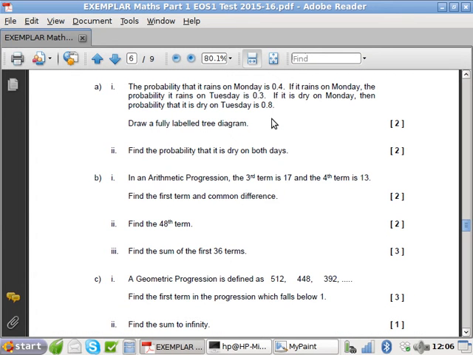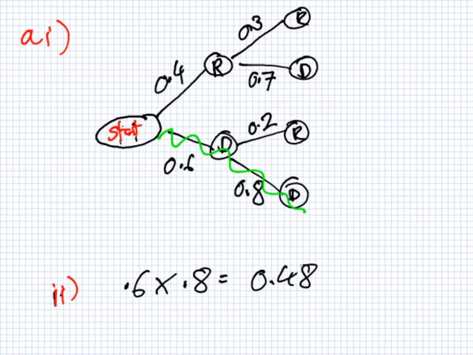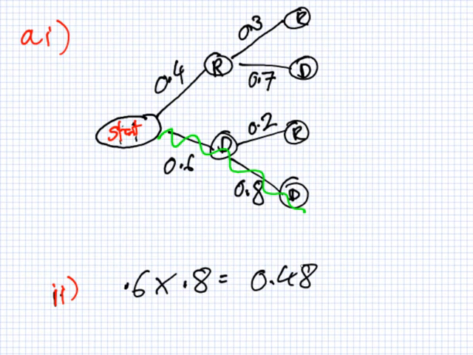What is the probability that it is dry on both days? Oh, that's really uninteresting. Dry on Monday and Tuesday is this path. So that's 0.6 multiplied by 0.8, which is 0.48. So 0.48 is the answer there. So far, so good? So nothing difficult here.